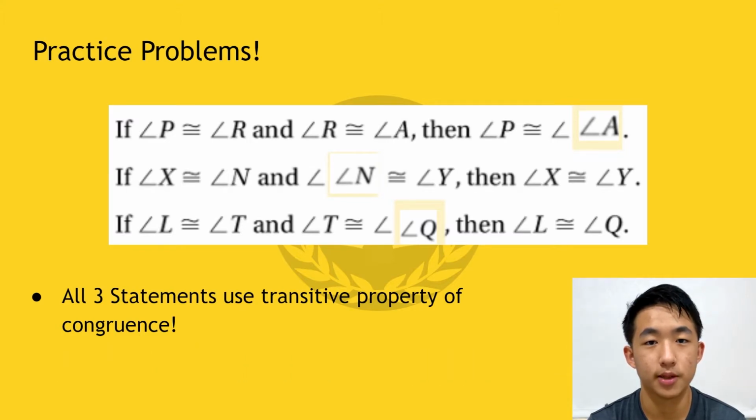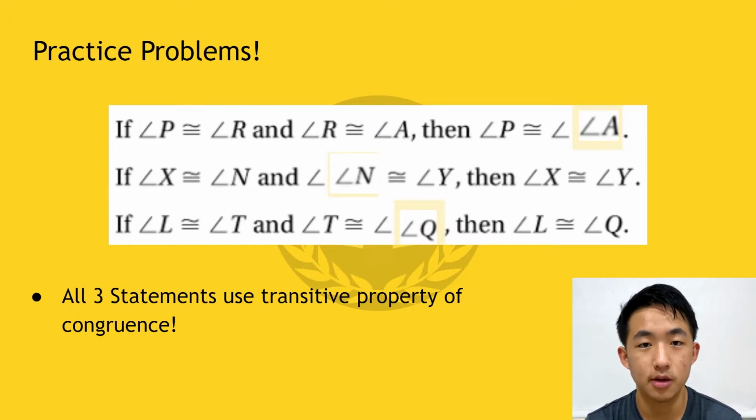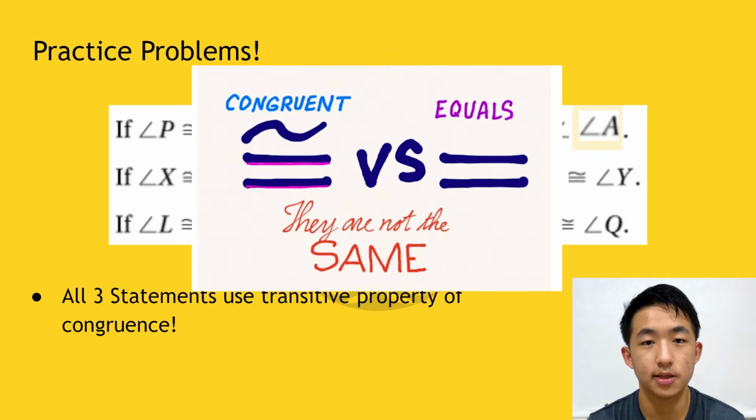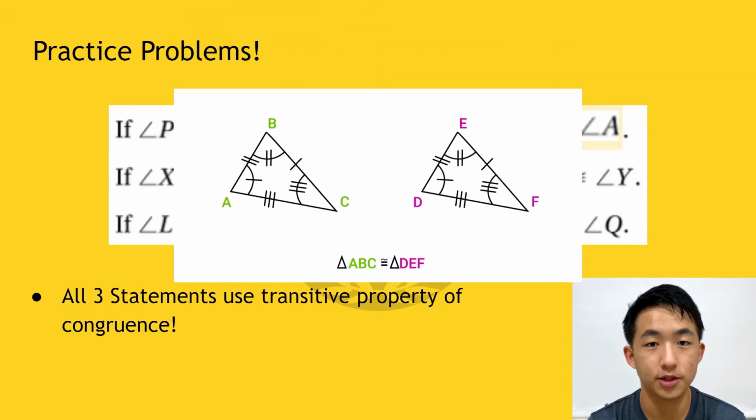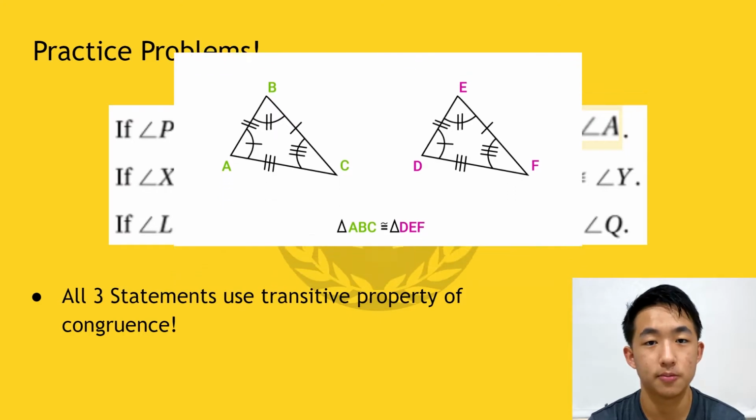Except this time you're just replacing the variables with different angles and replacing the sign of equality with the sign of congruence. If the differences between equality and congruence kind of mess things up for you, just remember that equality is the equal sign, but congruence is just the equal sign with a wiggly line above it. So for example, these angles have equal degree measure, therefore they must be congruent.